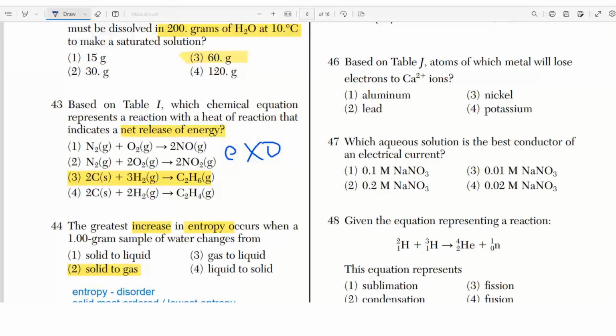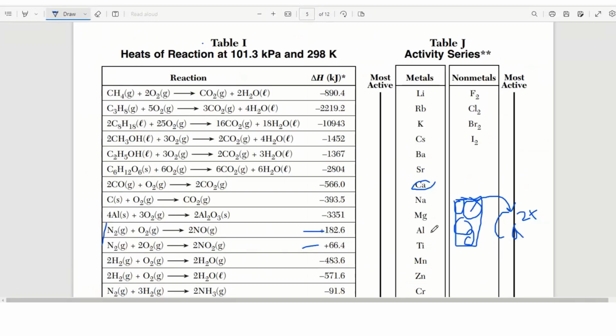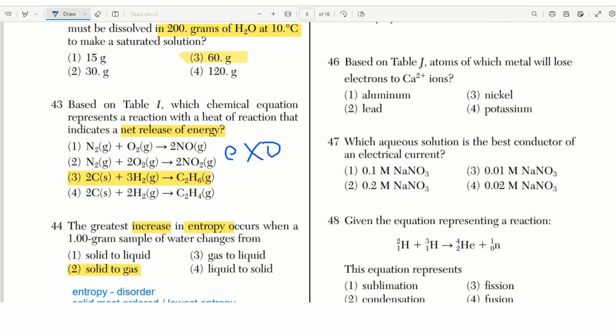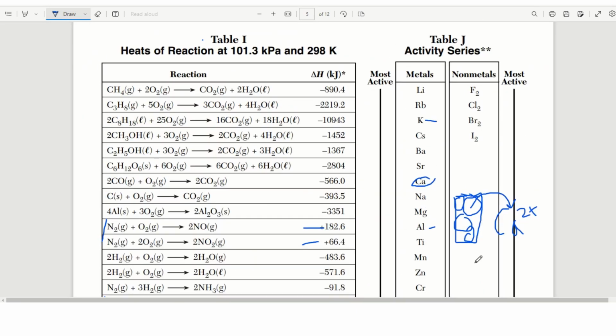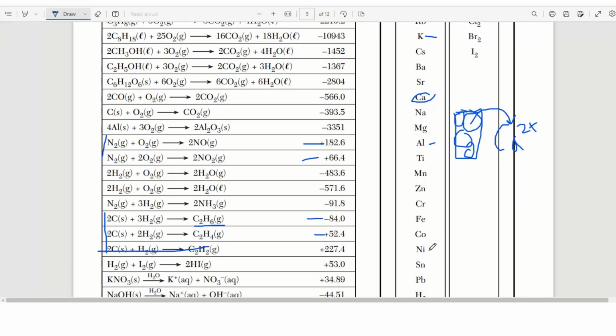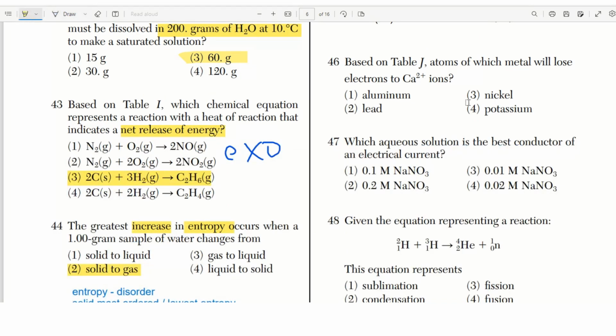Watch this. Aluminum. Where's aluminum compared to calcium? Right here. Lead, nickel, and potassium. So potassium, nickel, lead. So again, one of these things is not like the others, right? Here's calcium. The only one above it is potassium.